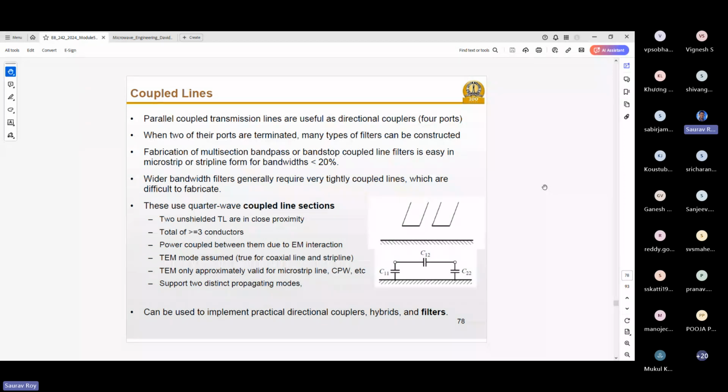Do you have any other question? Any question on this topic? The last topic today is the coupled line, which I will touch on. We'll see there is a variety of uses of coupled lines in microwave circuit design. I'll just touch on that.